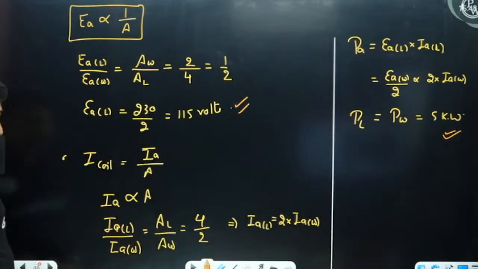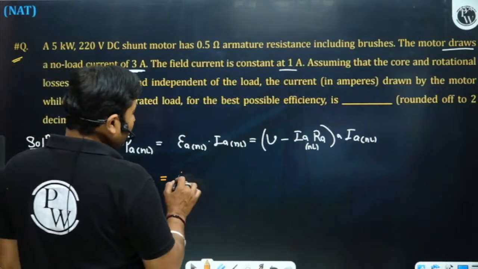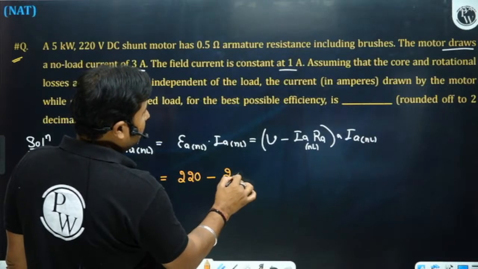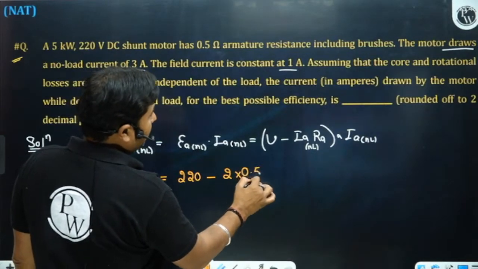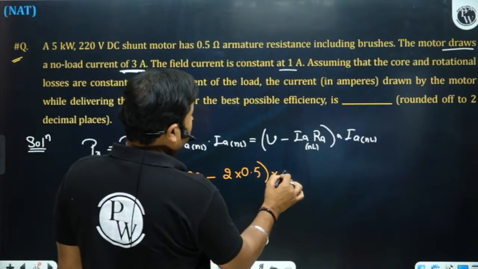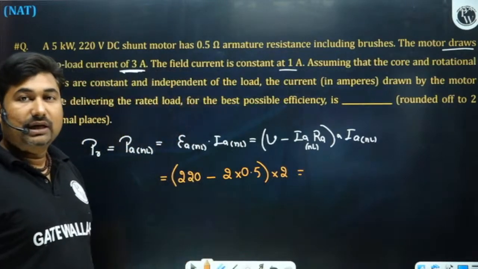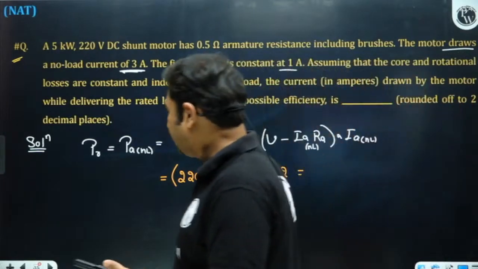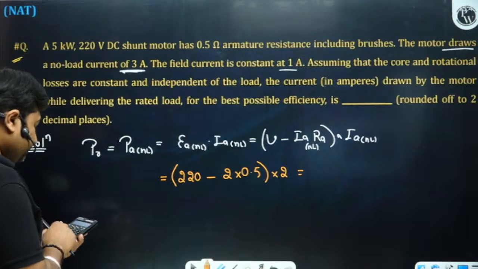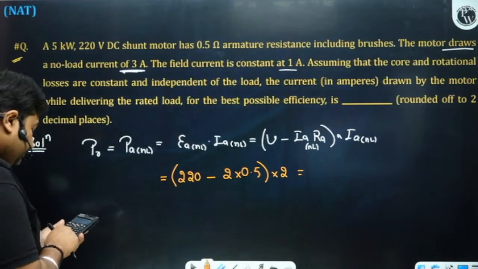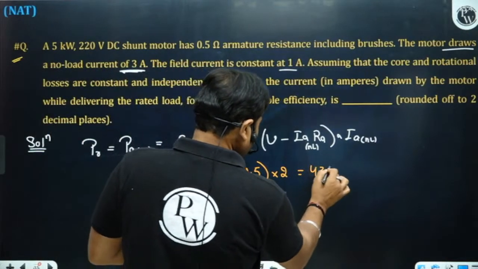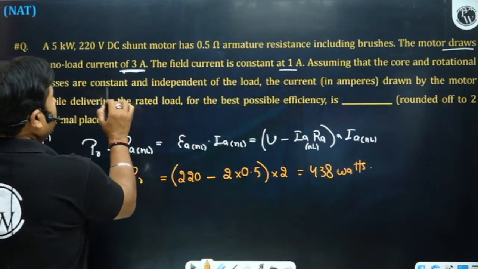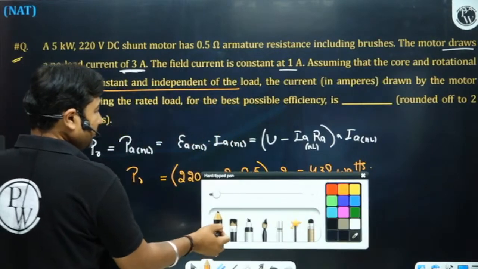Now let's come back to this. Voltage is 220 volt minus IA no load 2 ampere, RA we have 0.5, into IA no load. What is IA no load? 2 ampere. We have calculated no load armature current as IL minus IF. Hoping all of you are able to understand this part. So 220 minus 2 into 0.5 into 2, 438 watts. This is your rotational losses, which is going to be constant. It is already given in the question itself.